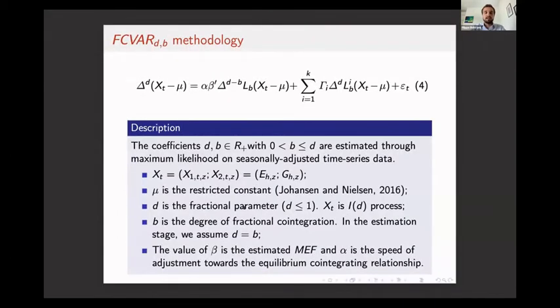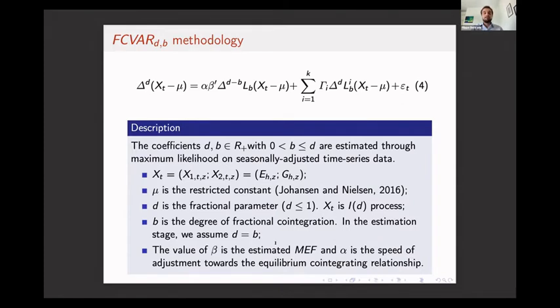And this is the most important slide of this presentation. This is the representation of the FCVAR model, where we estimate our coefficients through maximum likelihood on seasonally adjusted data. Here, d is the order of fractional integration of the single time series variables, whereas b is the degree of fractional co-integration that guarantees a combination between our two variables to reach an equilibrium relationship, which can be based on a parameter b which can also be lower than one. And the most important parameter, of course, is beta, which expresses our estimate of the marginal emission factor.